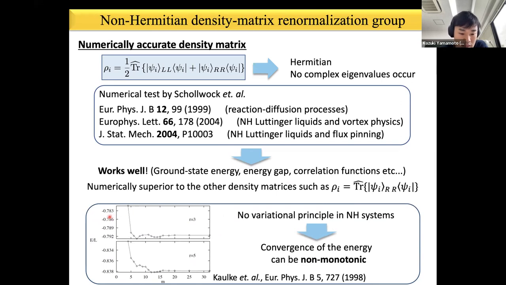So this is the ground state calculation of non-Hermitian DMRG. And we see that the convergence of the energy can be non-monotonic because there is no variational principle. But Professor Schollwöck showed that this choice is the best to describe the ground state in non-Hermitian quantum systems, and numerically the best choice.